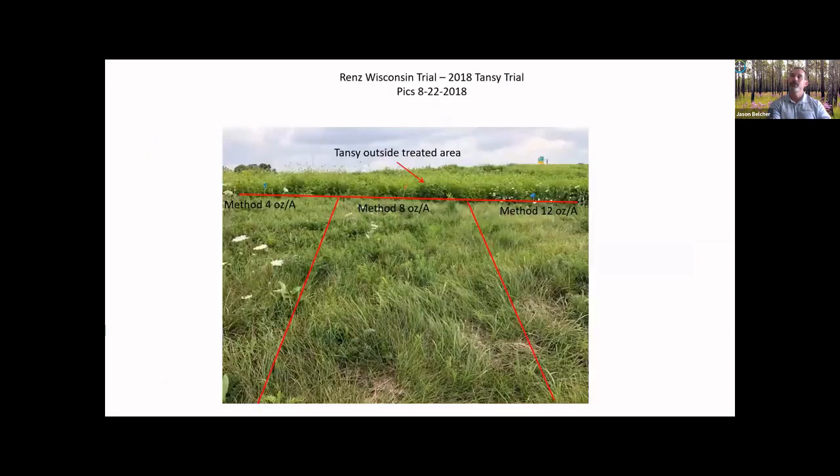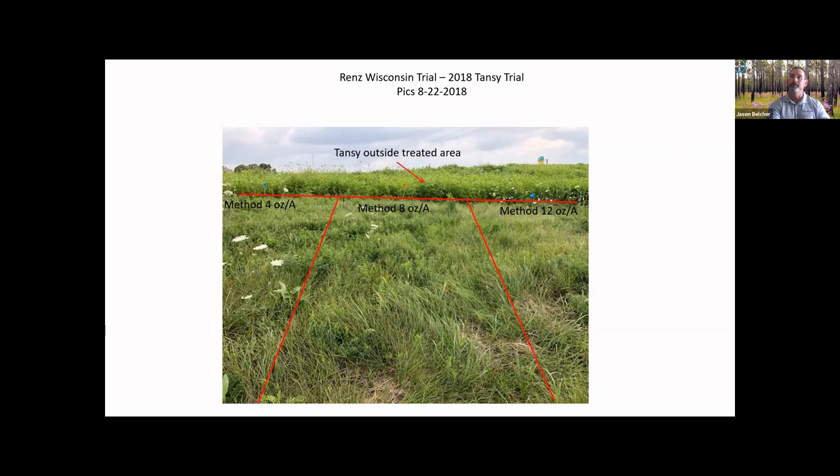In 2018, he did some work on yellow tansy, and again did a very good job there. He found that of the rates we tested, 4, 8, and 12 ounces, Method did a really good job at 8 ounces. 4 was pretty good, but not quite up to snuff, so the best rate is probably somewhere in between those two. But it did a very nice job of controlling that species as well.